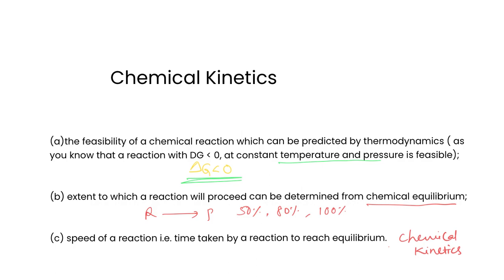So first, what is required? Feasibility of a reaction means thermodynamics is required. Extent of a reaction means chemical equilibrium is required. Speed or rate of the reaction, that is, to reach equilibrium or to complete the reaction, means chemical kinetics is required.